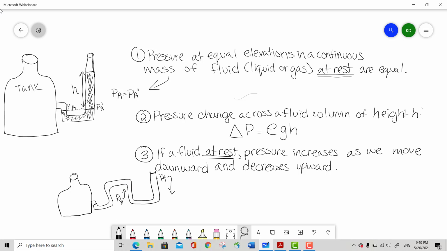The next thing that I want you to remember is the direction of moving downward or moving upward. So if you remember for the first principle, these are equal, right?